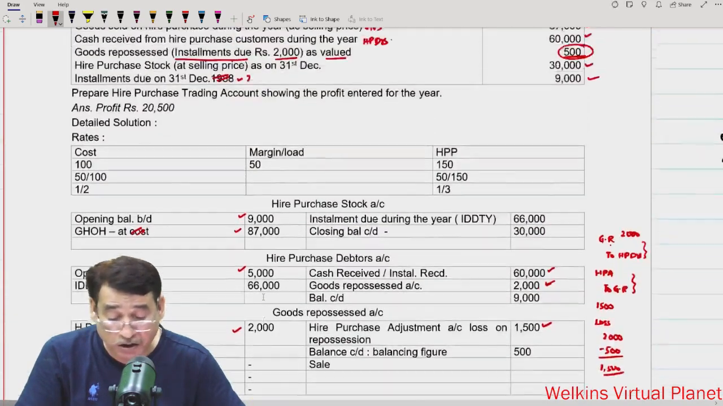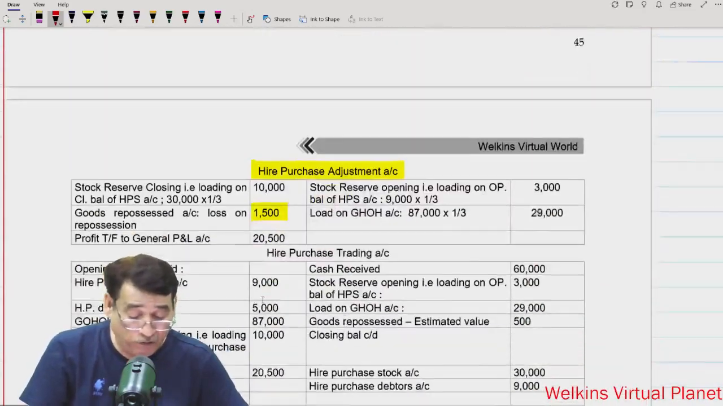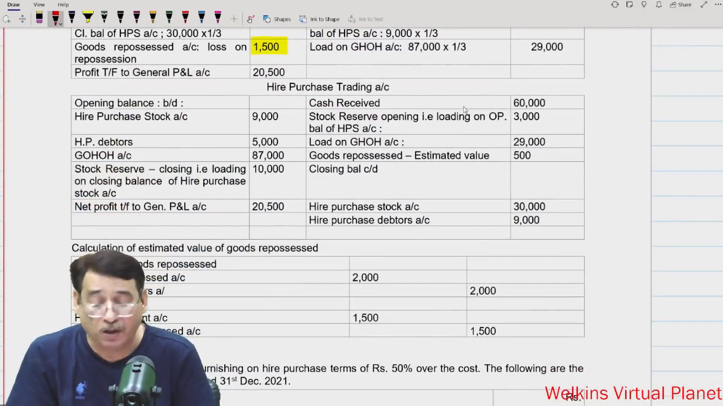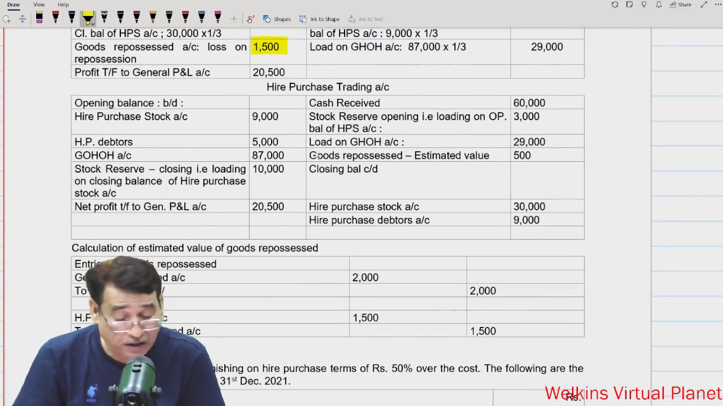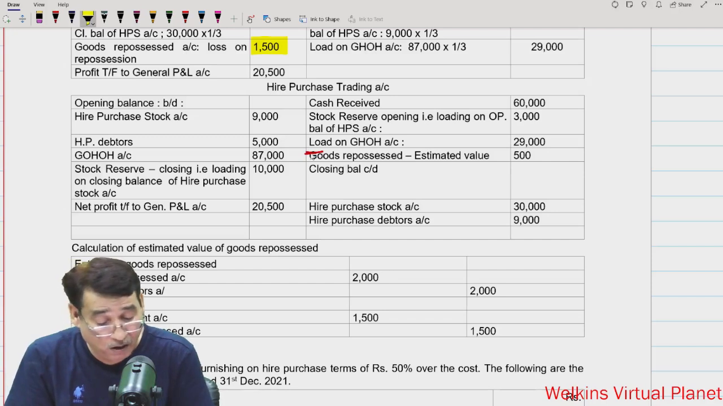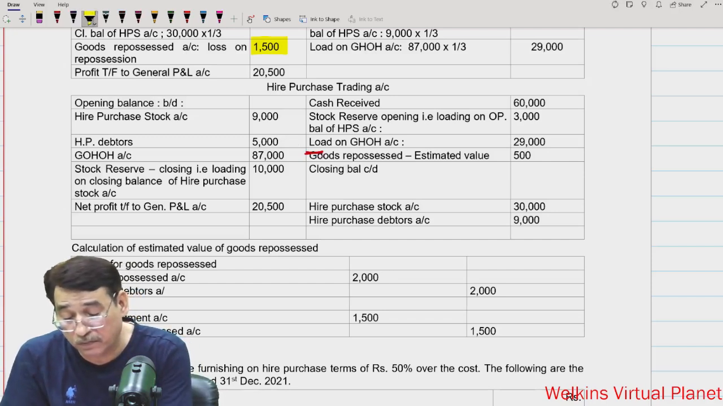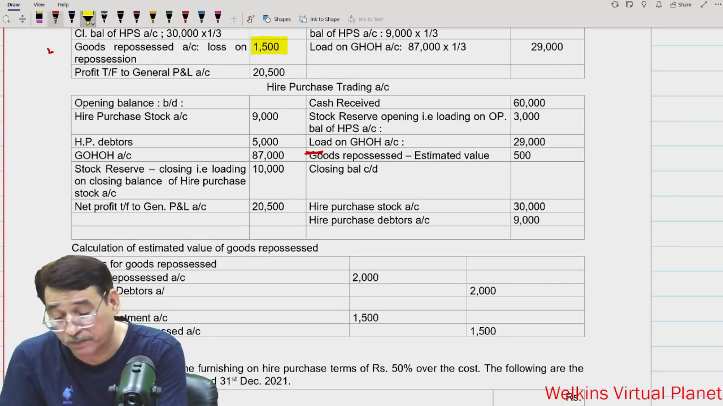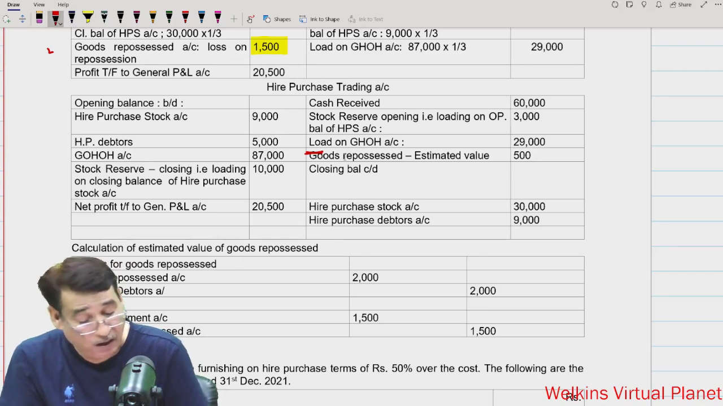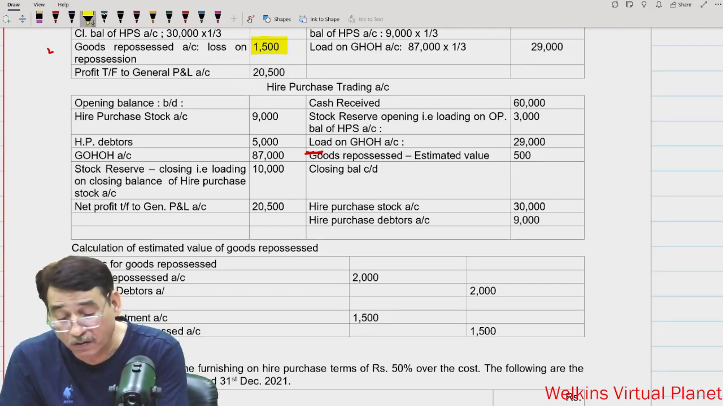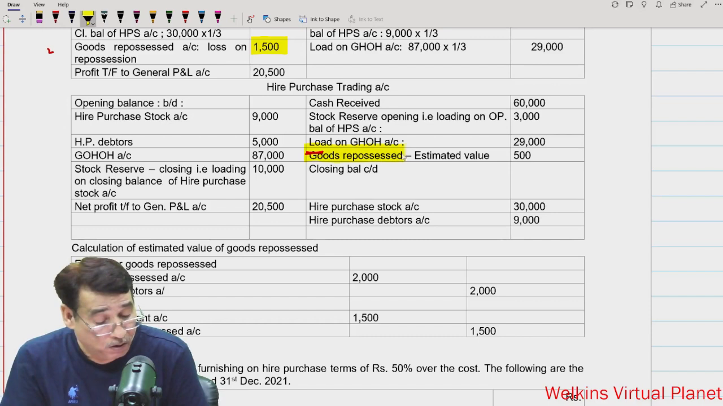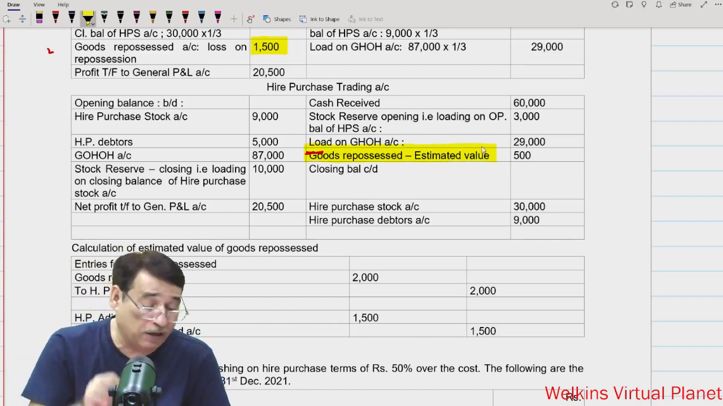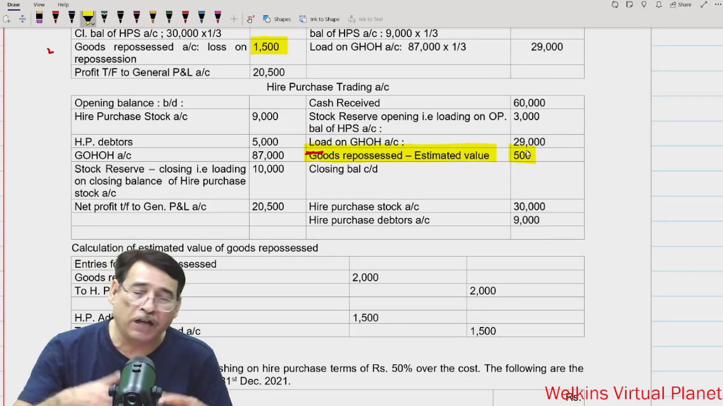For example, I will show you in this particular question, when you prepare hire purchase trading account, the only difference is that you will write here goods repossessed. Sometime, you know, this pen creates lots of problem. Anyway, I will write in this manner. Goods repossessed. So goods repossessed will come at estimated value. Rest of the items you will write in the usual manner.